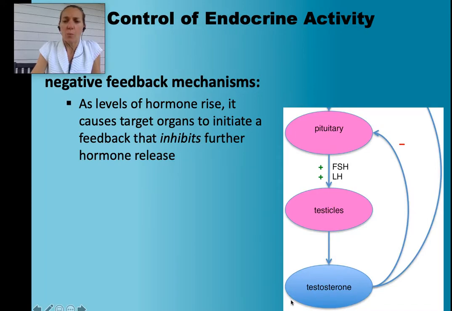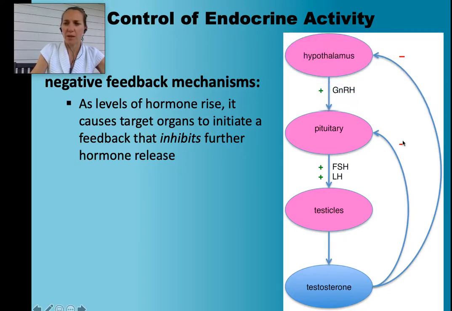As levels of testosterone rise above a particular set point, so go outside of our homeostatic range, that physiological range that's ideal for a person's body, you get this negative feedback. So that's what the negative signs are. You get the negative feedback upstream on the glands that are ultimately responsible for releasing testosterone.